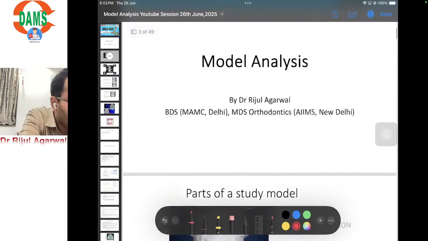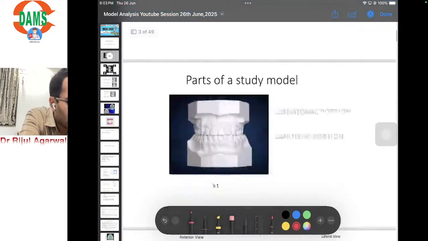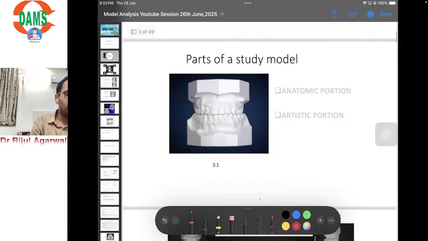So beginning with model analysis. What is a study model? In orthodontics, unlike other specialities where we just take an alginate impression, pour it, and the cast is made, we require a proper study model. It has a proper dimension, the base has a proper dimension, and the angulation and all that should be properly articulated.